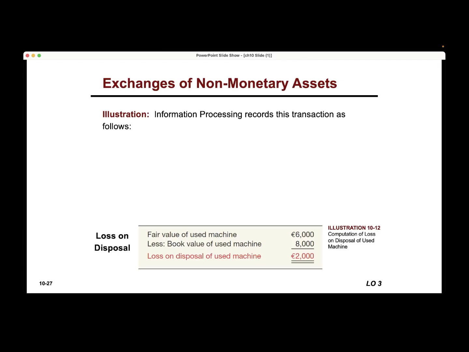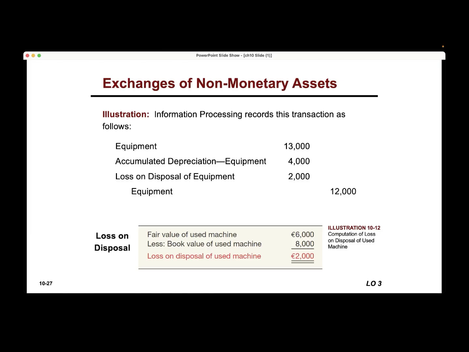Now that we have gone through the trade-in process, let's see how information processing records this transaction in their books. First, we know that the cost of the new equipment is 13,000, which we already calculated. So we record that as an increase in equipment. So that's why we have equipment on the debit side here. Next we have accumulated depreciation for the old machine, which is 4,000. We need to remove it from the books, so we debit it.